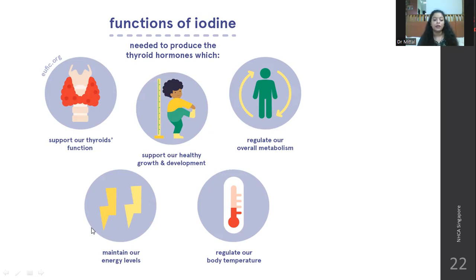A healthy thyroid maintains your energy level. If metabolism is maintained, if a healthy amount of energy is produced, you will have healthy energy levels to do your day-to-day work. You will not feel lethargic. It regulates your body temperature. You must have seen in hyper and hypothyroidism, body temperature plays an important role. One is sensitive to heat, one is sensitive to cold. So if the body temperature is regulated, you can tolerate both changes in the atmosphere.